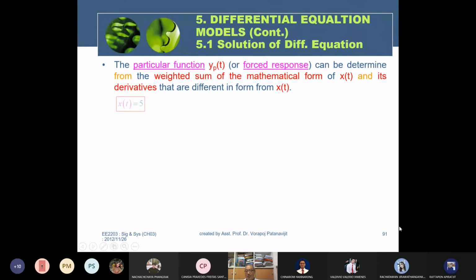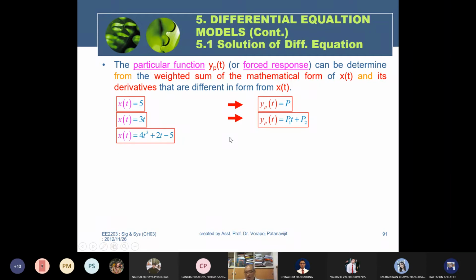Now, the particular solution, or the forced response, can be determined from the weighted sum of the mathematical form of x(t) and its derivatives that are different in form from x(t). If x(t) is a constant, like 5, yp equals this term, and its derivative is zero, since the derivative of a constant gives you 0. Therefore, it has only this term. Next one, 3t: yp is Pt plus its derivative. Take the derivative of 3t, it gives you a constant, so P.